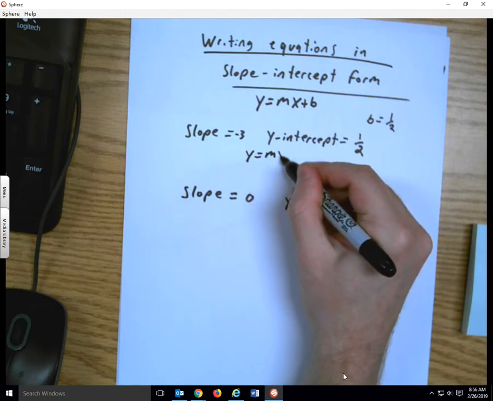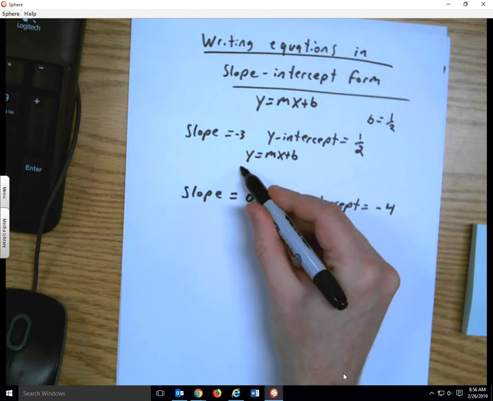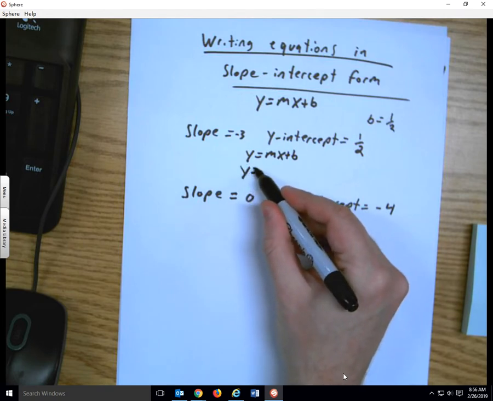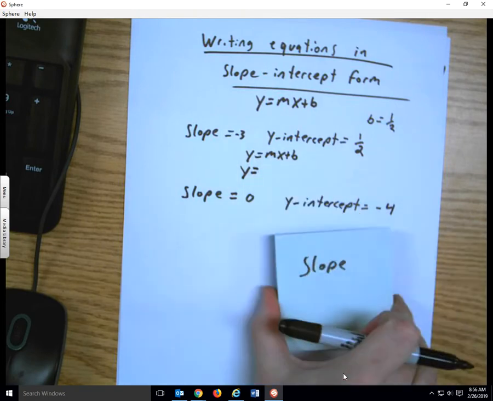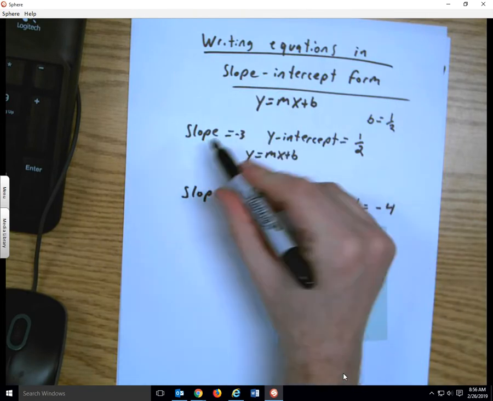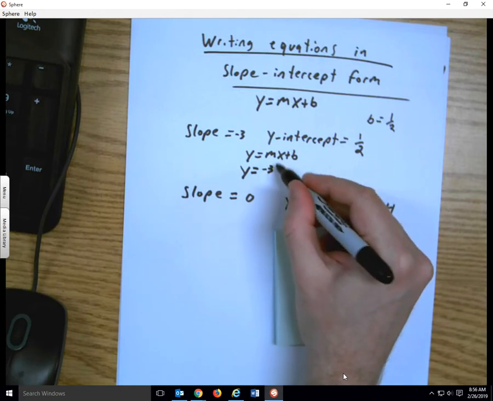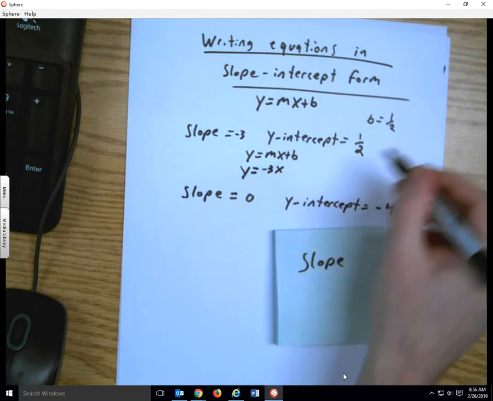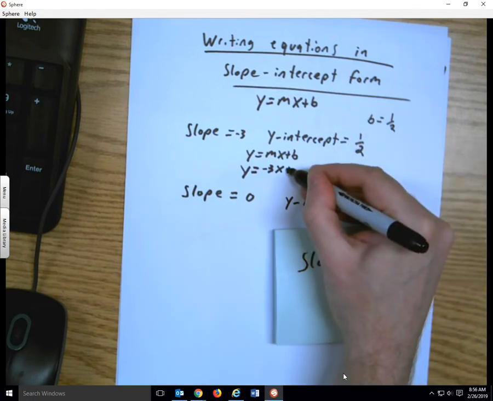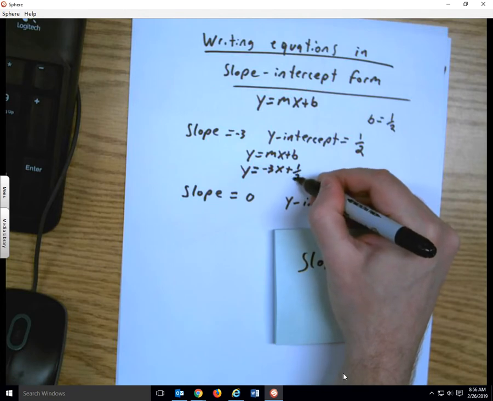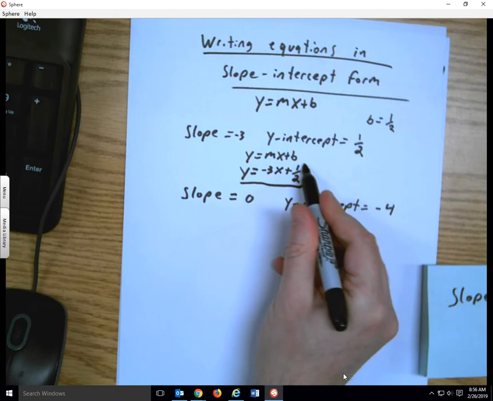Y equals mx plus b. The y is still the y. That doesn't change. The equal doesn't change. The m is just the slope by definition. So it tells you here what the slope is. It's a -3. The x is a x, and the b, in this case, slope intercept is half. So it's positive, we'll write plus half. And that's the answer. Pretty easy.